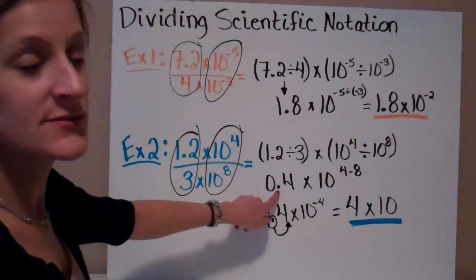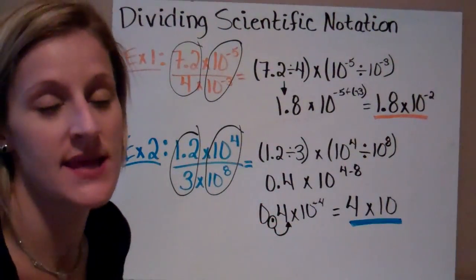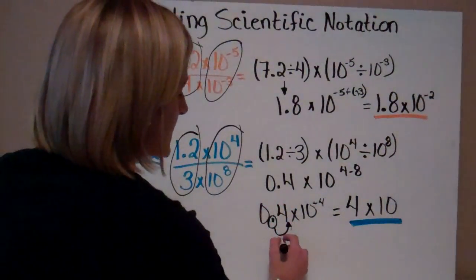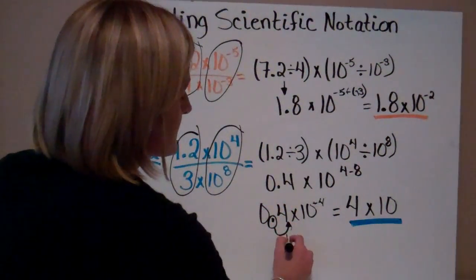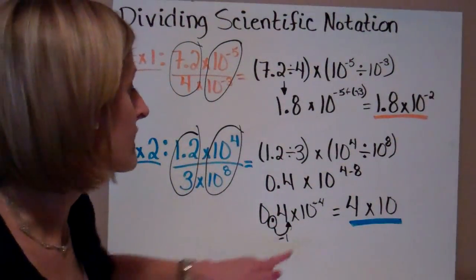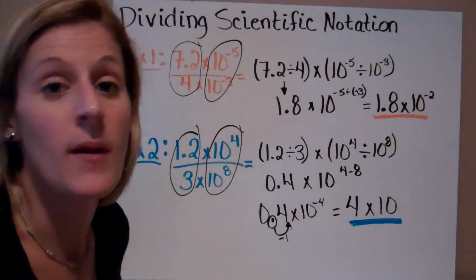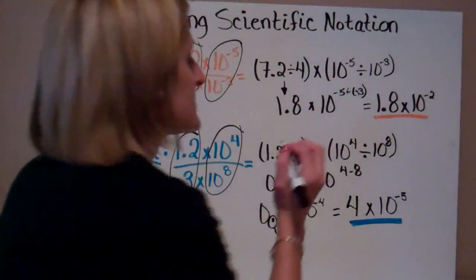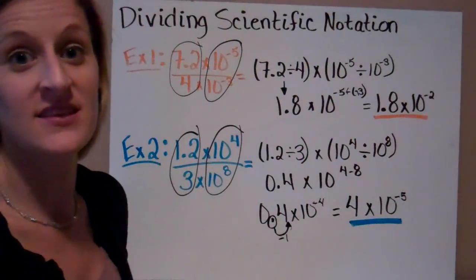Alright, now this is 0.4, which means it doesn't have a counting number in front of it. So I need to take it and move it one space to the back. Since it's less than 1, I need to subtract 1, moving it one spot, from my exponent. So negative 4 minus 1 is going to be to the negative 5th. So my answer is 4 times 10 to the negative 5th.